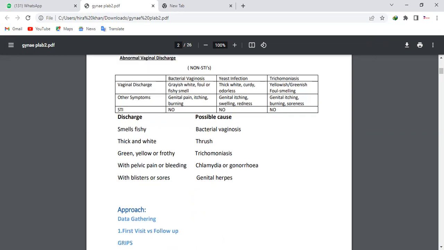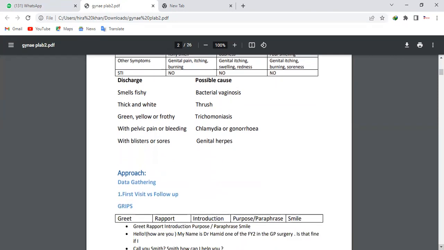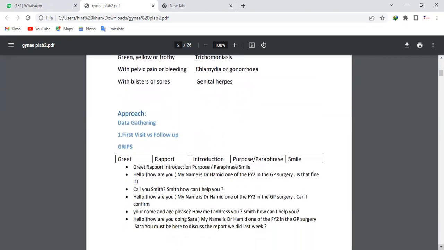First of all, as I always say, whenever a scenario comes in front of you, you should learn the basic points, like where are you? Are you in the emergency department, in a GP clinic, or in the obs and gynae department? And the second thing is, with whom you are talking, is it the patient or a relative of the patient?